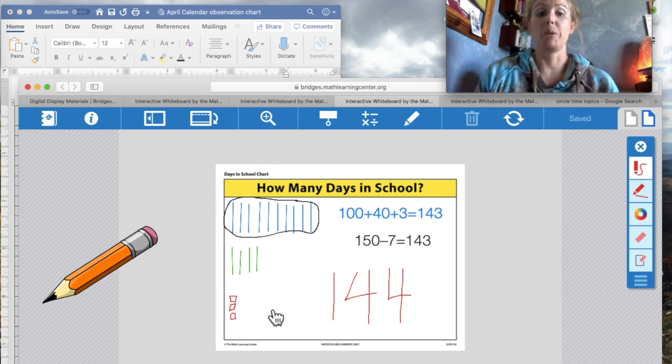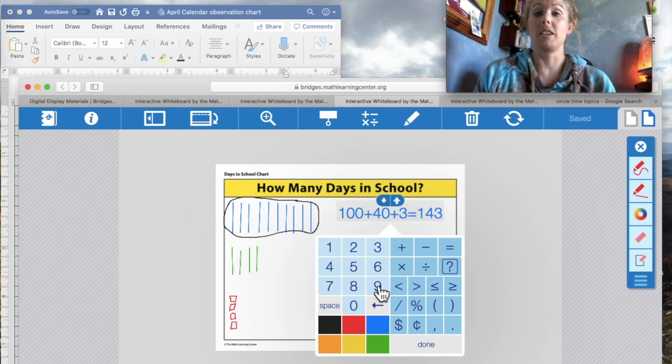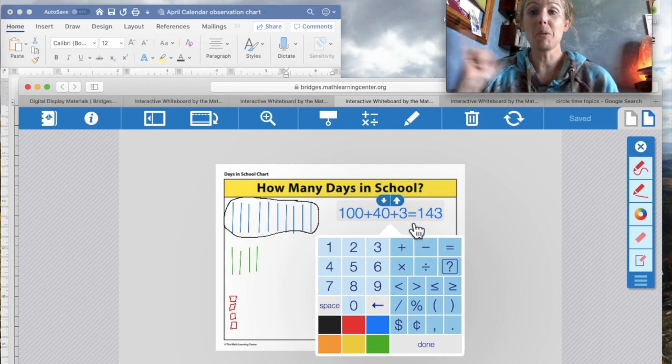Nice job. We need to enter in another small block to make it 4 for 144. Looking over at our expanded notation of our 100 for a group of 100, 40 for our 4 tens, and 3. We had our 3. What do we need to change to make it equal or the same as 144? That's right, boys and girls. We need to change the 3 to a 4. If you thought that too, say me too, me too.